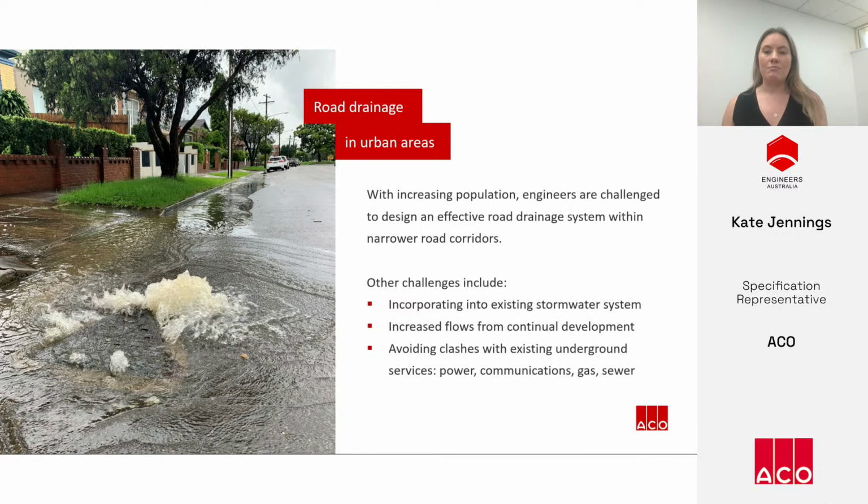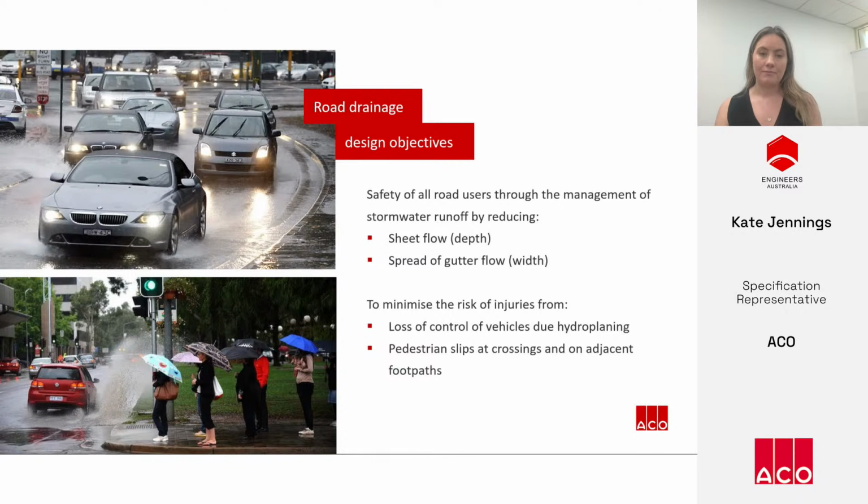And beyond just trying to fit more into a smaller space, other challenges include connecting into an existing stormwater system that perhaps can't cope with the increased flows from new developments and trying to avoid clashes with underground services. Of course, the primary objective of road drainage is to ensure the safety of all road users, whether it be motorists, pedestrians or cyclists, by reducing the depth and width of flow within a road. Managing, reducing or eliminating sheet flow and the spread of gutter flow will minimise the risk of hydroplaning and vehicles losing control, as well as slips, trips and falls from pedestrians.